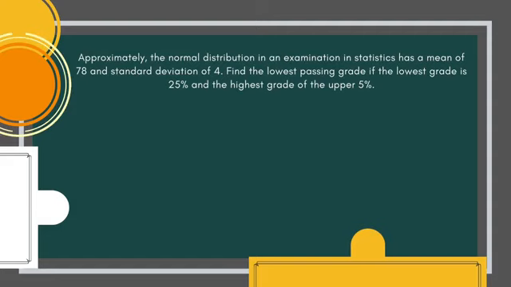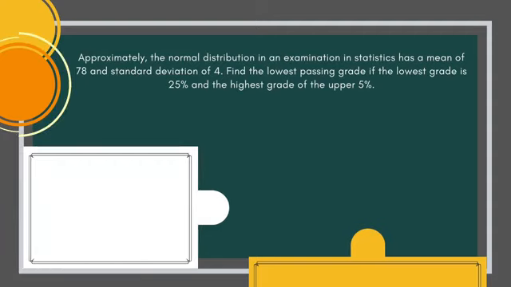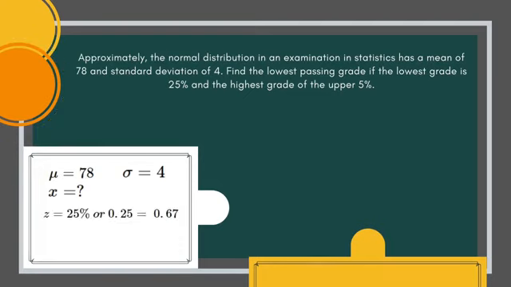So since dalawa ang ating need na hanapin, we need to do it one at a time. Unahin na nating hanapin ang lowest passing grade na hindi bababa ng 25%. First is to identify our given. Here we have our mean as 78 and our standard deviation is equal to 4. It says that we need to look for the lowest passing grade, meaning we need to look for our x. Then our z is equal to 25%, which is equivalent to 0.25.